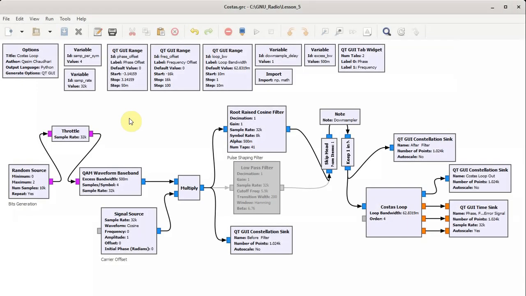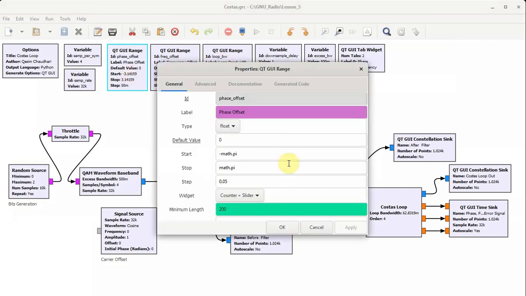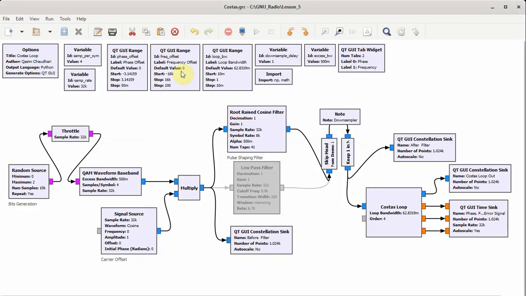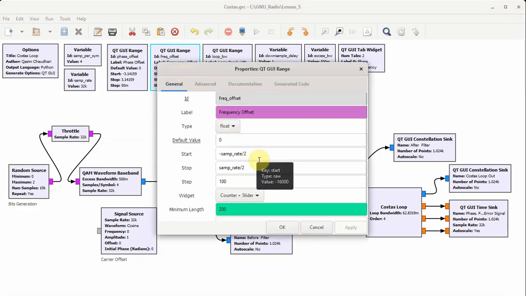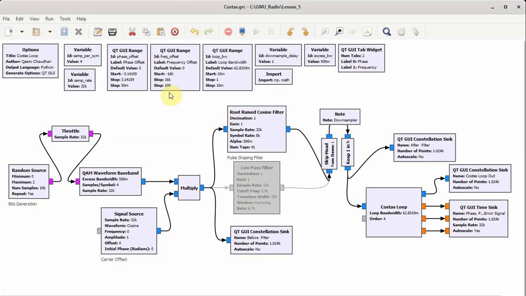Let us discuss the implementation of Costas loop in GNU Radio now. We have a sample rate of 32,000 here with the samples per symbol as 4. The phase offset, frequency offset, and the loop bandwidth are defined through sliders in which the phase offset goes from minus pi to pi. The frequency offset goes from minus sample rate over 2 to sample rate over 2, so from minus 16 kilohertz to 16 kilohertz.